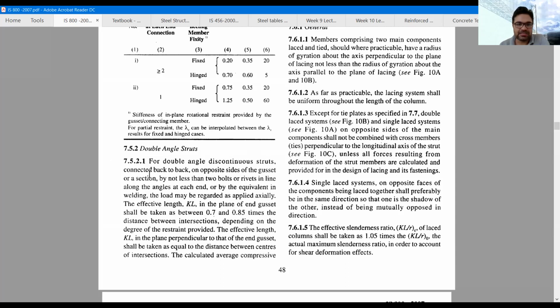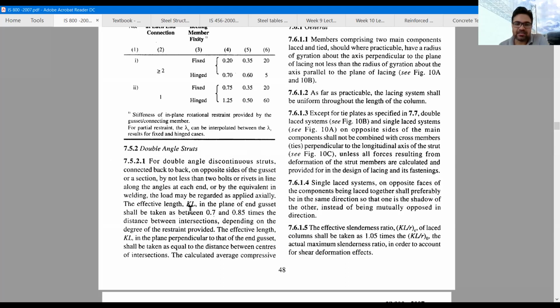7.5.2.1. So in this it says that when double angle discontinuous struts are connected back to back on opposite sides of the gusset or a section by not less than two bolts or rivets in line along the angles at each end, or by the equivalent in welding, the load may be regarded as applied axially, which means it may be eccentric, but at the same time, we assume that it will be axial.